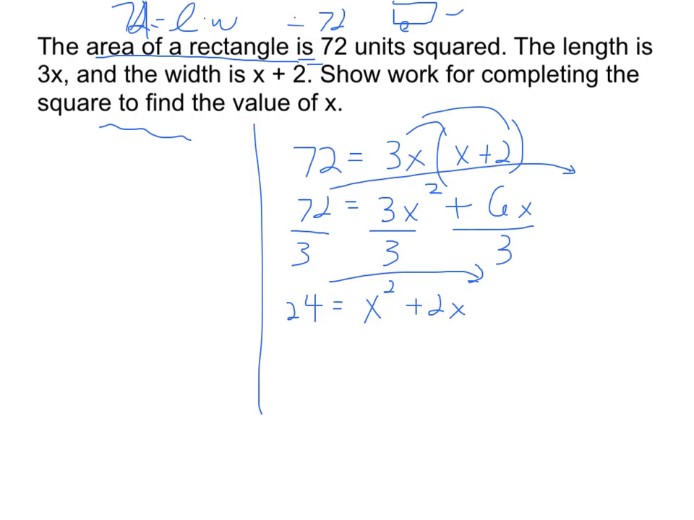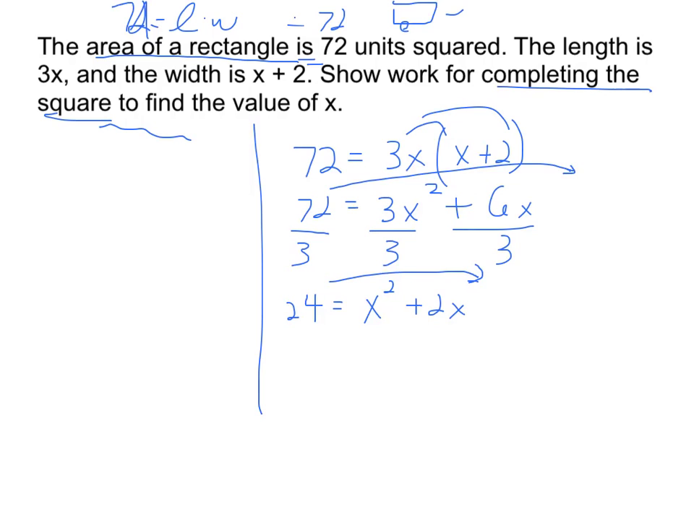What multiplies to give me 24 and adds up to be positive 2? And you could solve this one that way. Okay, but this one says, work for completing the square. So we got to use this method.